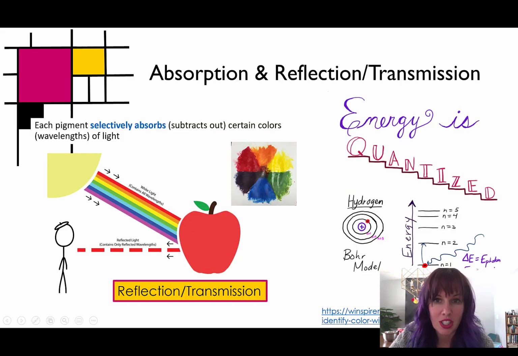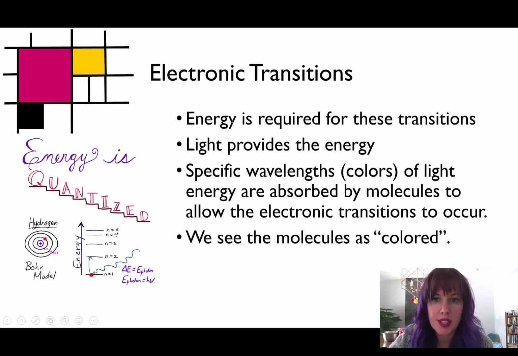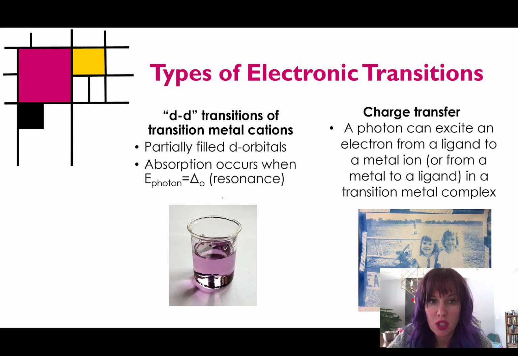Okay, absorption and reflection. This is probably what we often think about with color. White light is hitting an object, and that object is absorbing some colors, and then it's reflecting off the color that we see. Okay, so when we're talking about color, we're typically talking about what's called electronic transitions. So the excitation of electrons. And for transition metal complexes, there's two different types of electronic transitions that we often will see. One is called a d to d transition, and the other is a charge transfer.